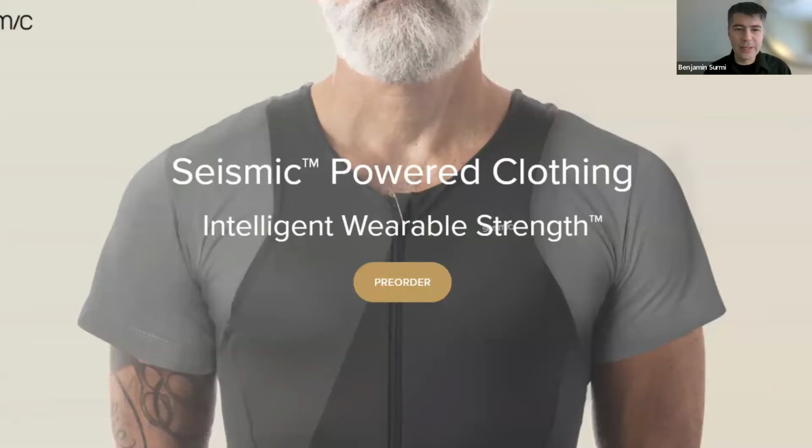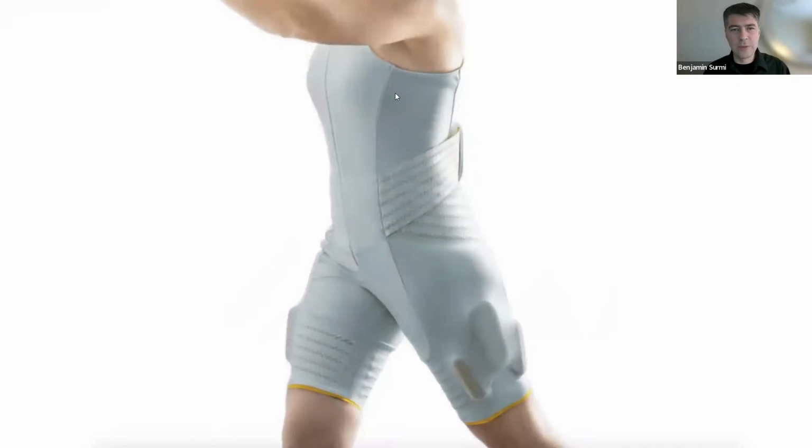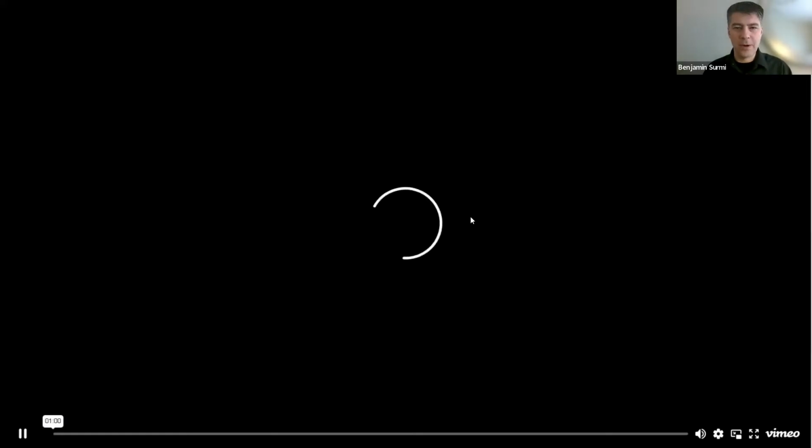Seismic powered clothing. These are clothing that really make the body stronger and help deal with pain. It's undergarments that have various electrically charged pieces of equipment on them that help the body deal with back pain, help the body be stronger and be able to move through life a little bit better.